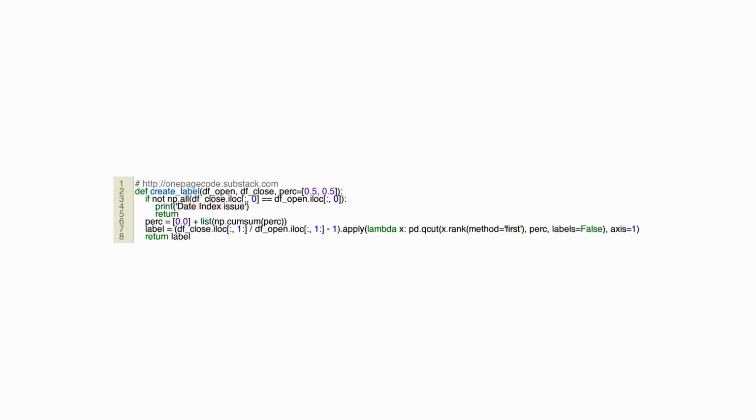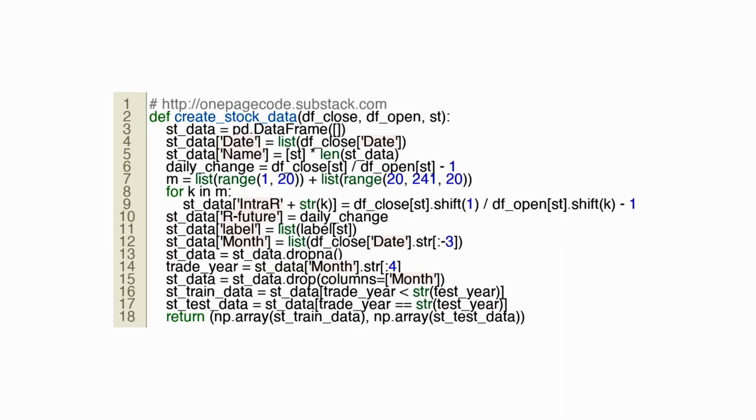This quantile is then used as the label for the data frame. Finally, this labeled data frame is returned. Essentially, this code is creating labels for the data based on the ranking of values from df_open and df_close and the specified percentages. This code is a function that takes three parameters, df_close, df_open, and st.